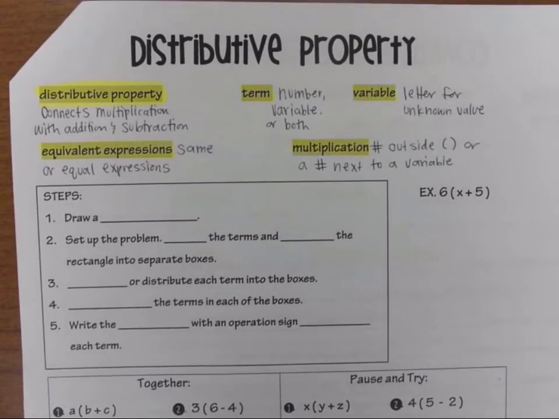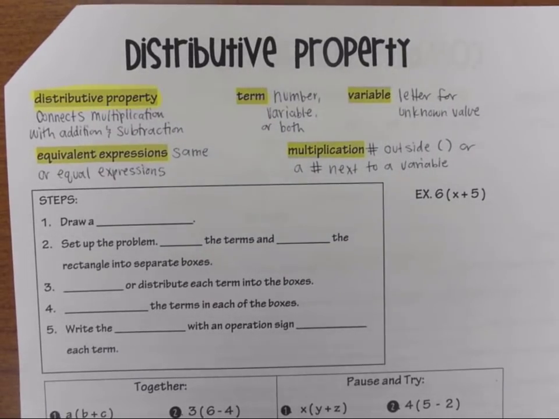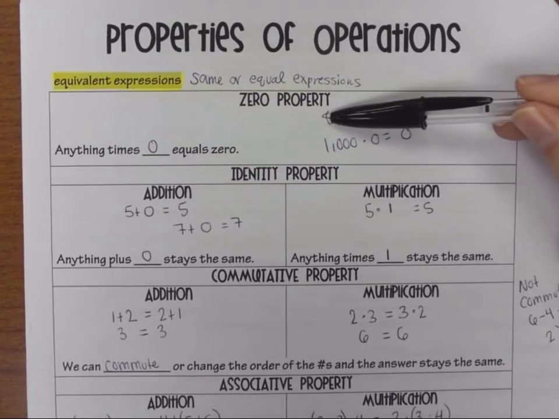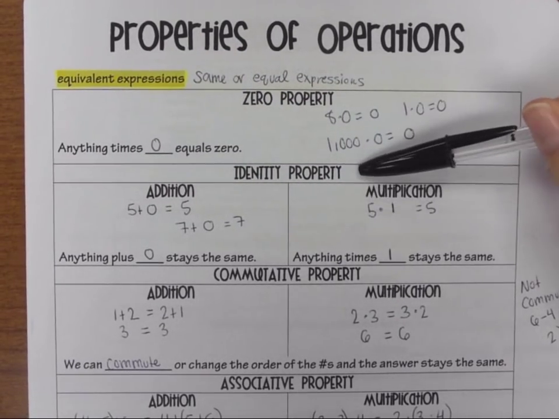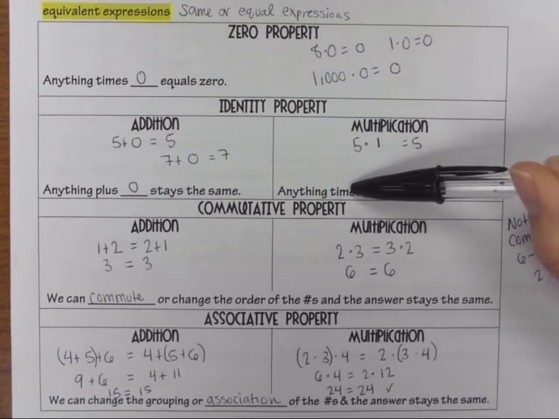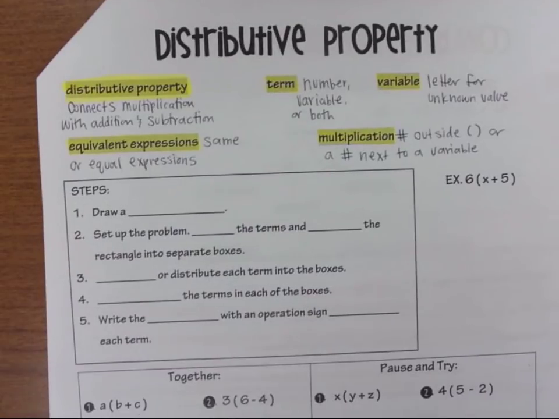Hi guys! Today's video is on the distributive property. So if you remember, in yesterday's video we learned a whole bunch of properties about addition and multiplication. Actually, I got those right here. We talked about the zero property, the identity property for addition and multiplication, the commutative property, and the associative property. Today we're learning another property, and it's called the distributive property.